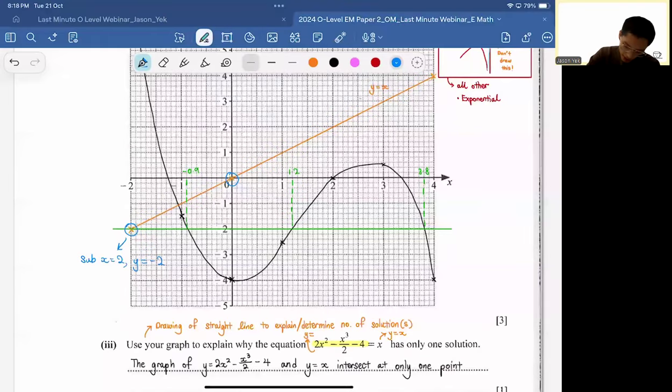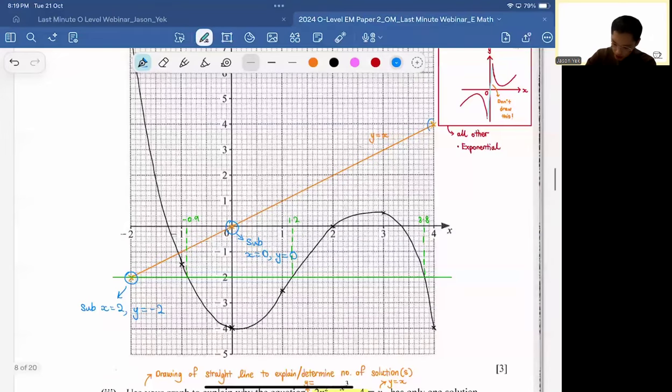The other one, you just sub any random point. You sub x equals to 0, y equals to 0. Okay, the last one over here, you sub x equals to 4, and you're going to get y equals to 4. And there you have a line. Basically, you're choosing your points, and then you score accordingly.